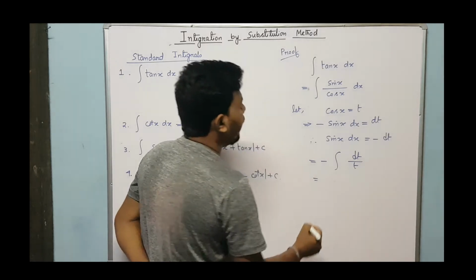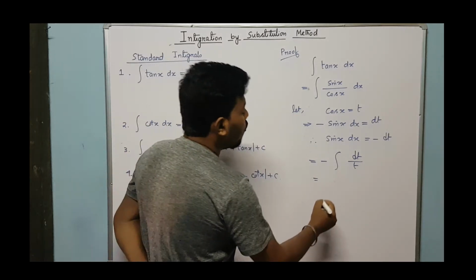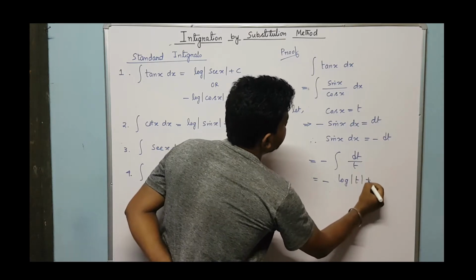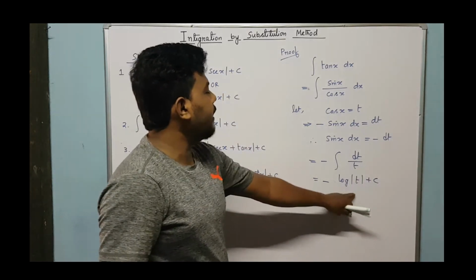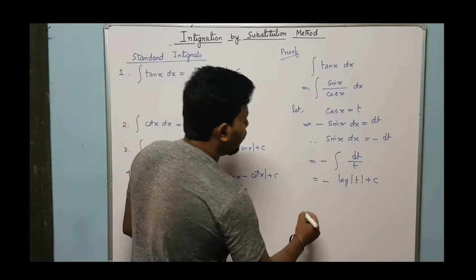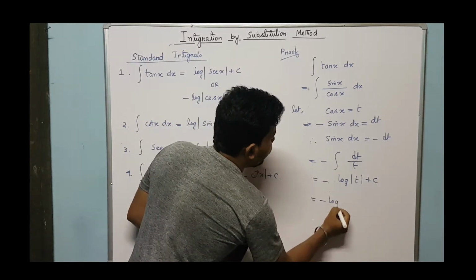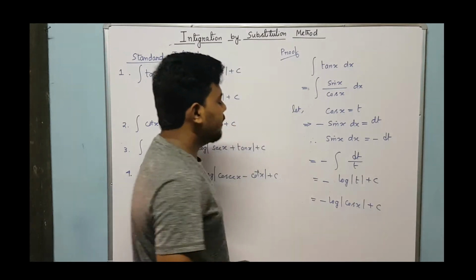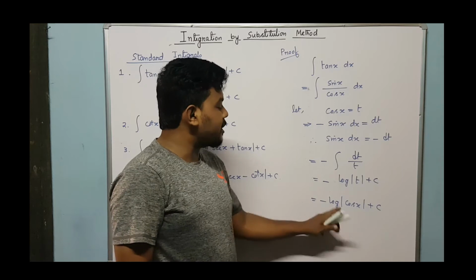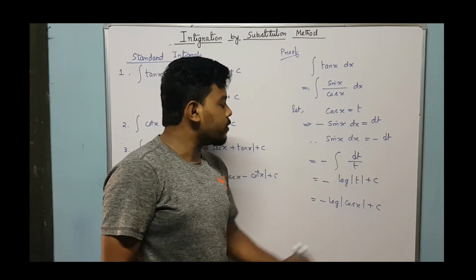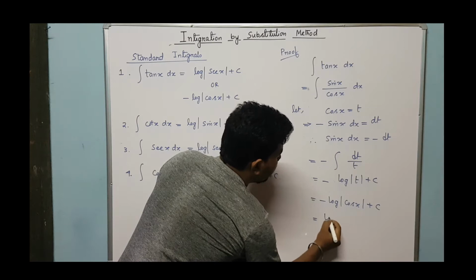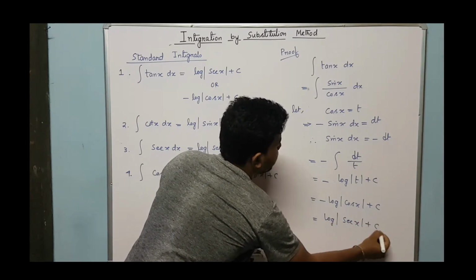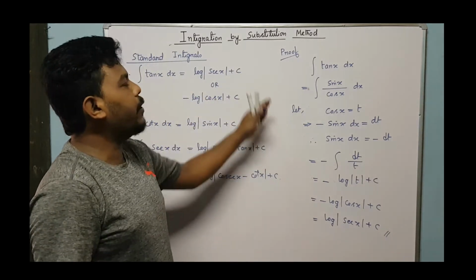We know if I integrate 1 by t, we get log of mod t. It is log of mod t plus c. The value of t is equal to cos x. So it becomes minus of log of cos x plus c. See, this is minus 1. If I take this as power of the cos x, it becomes log of 1 by cos, that is sec x plus c. This is your number 1.